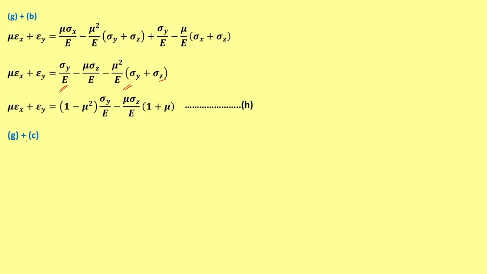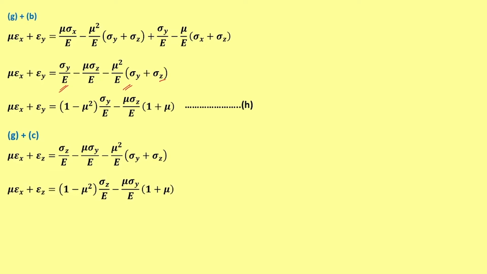Then similarly you do G plus C. Once you do G plus C, you will get mu into (epsilon x plus epsilon z) equals sigma z by E minus mu sigma y by E minus mu square by E into (sigma y plus sigma z), and rearranging you will get (1 minus mu square) sigma z by E minus mu sigma y by E into (1 plus mu). You can see a lot of similarity between H and I.